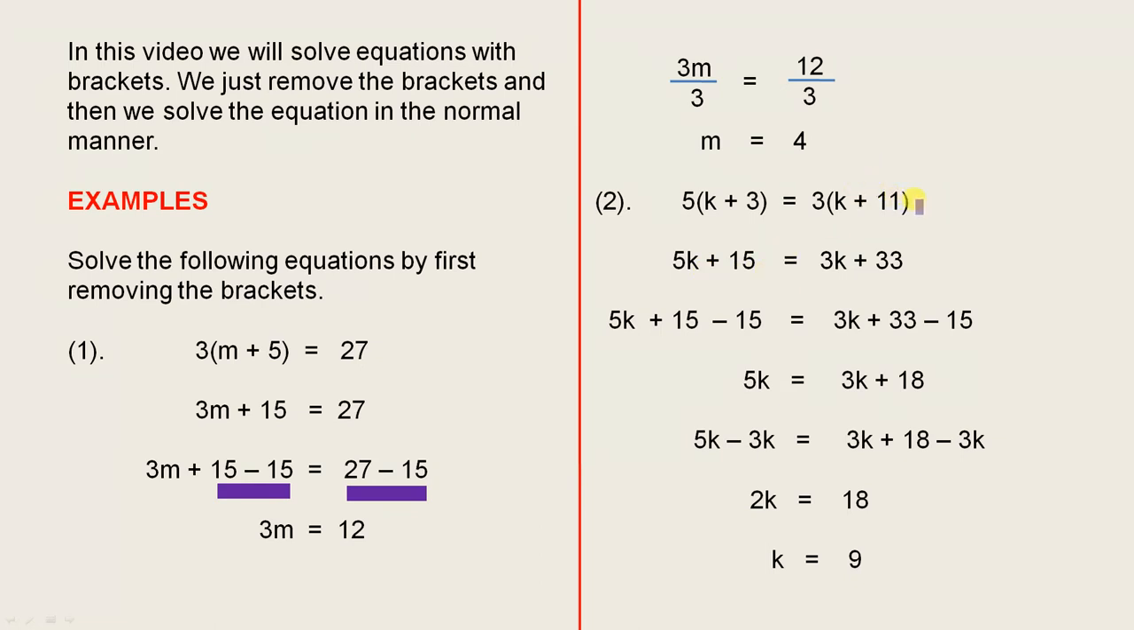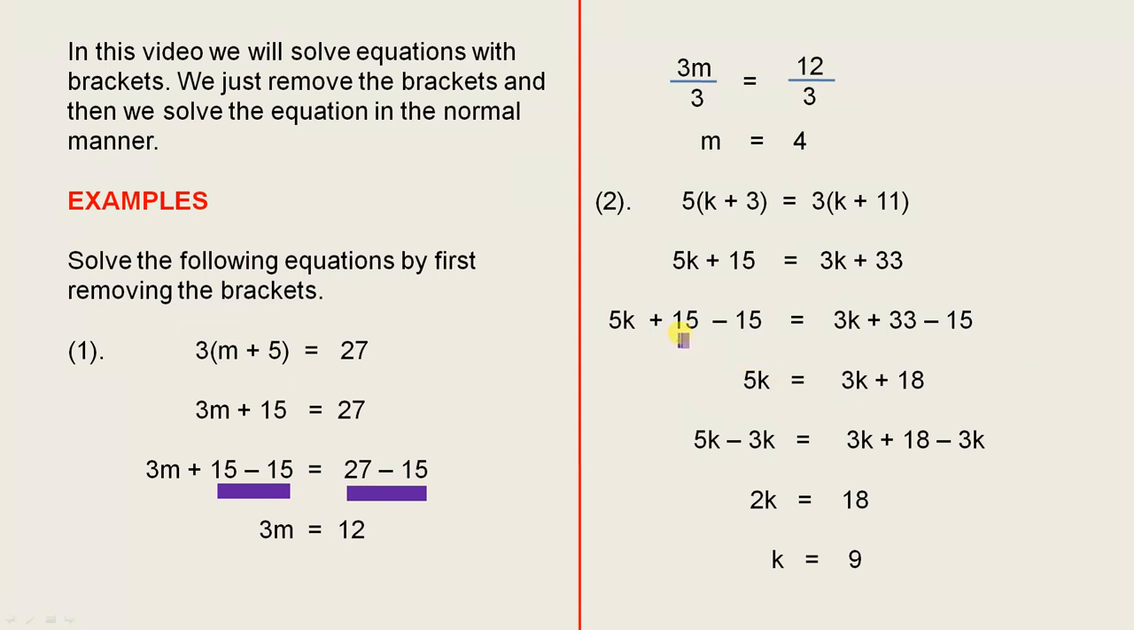Example 2. We have 5 outside of k plus 3 equals 3 outside of k plus 11. So we remove the grouping symbols first. Now we notice on the left-hand side we have a term containing a pronumeral and a number, and a term containing a pronumeral and a number on the right-hand side. Let's get rid of the numbers first, because what we normally do with the solution of equations is we try and put the numbers on the right and the pronumerals on the left. So let's subtract 15 from both sides. That takes us to that line there.